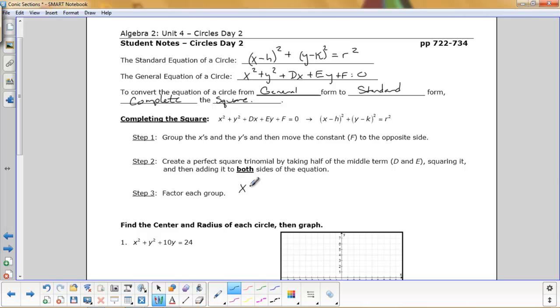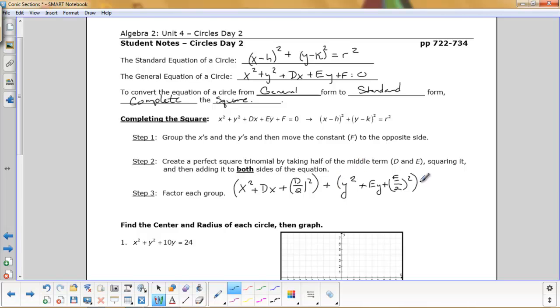So it's going to be x squared plus dx, and if you remember, plus (d over 2) squared. Okay, so that's your first group. In each one of these, we're actually going to complete the square twice: one for the x's and one for the y's. So it'll be y squared plus ey plus (e over 2) squared. That's the same idea we were talking about before.